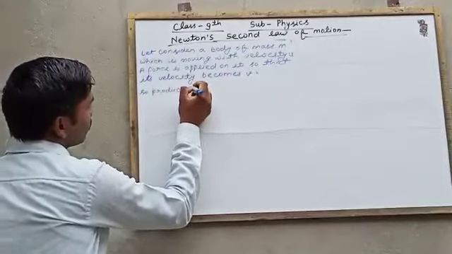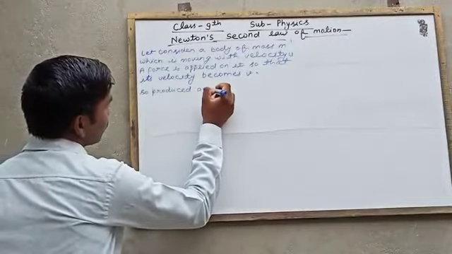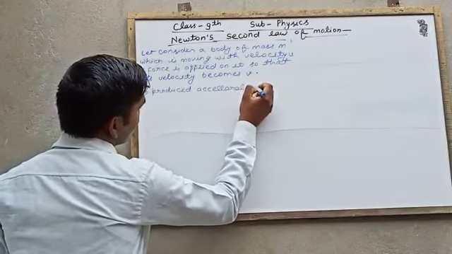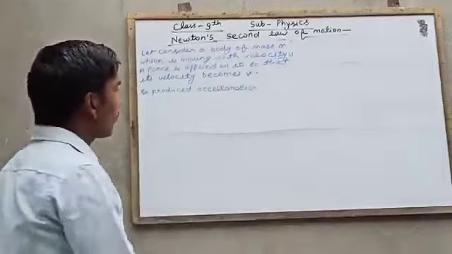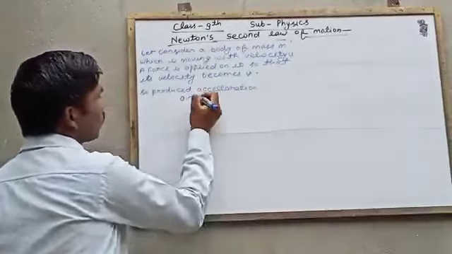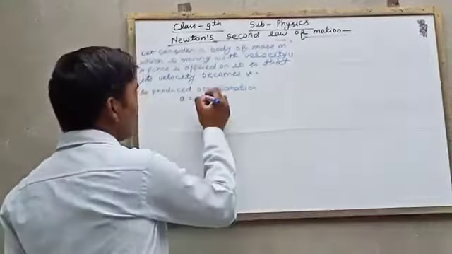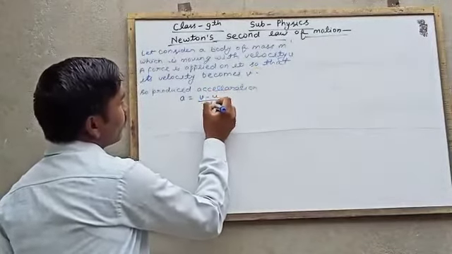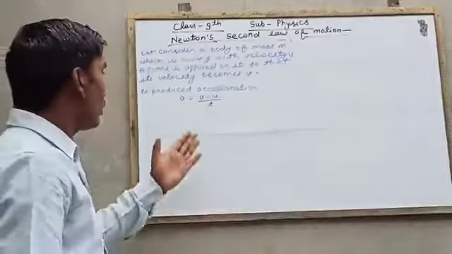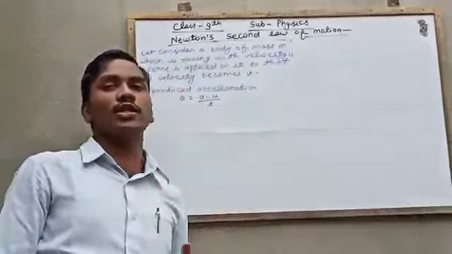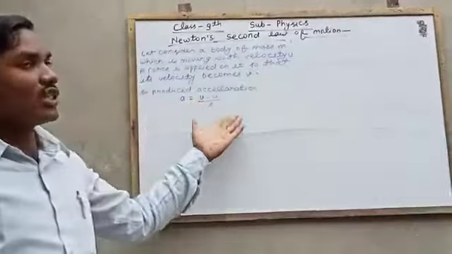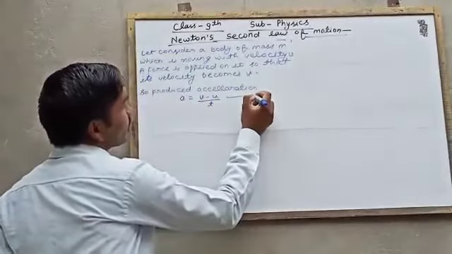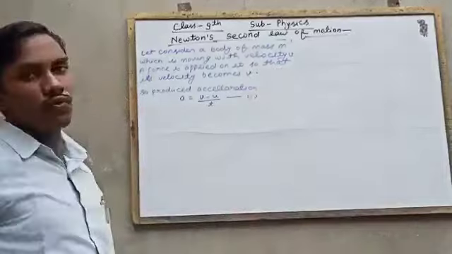So the produced acceleration a is equal to v minus u upon t. Hence, the produced acceleration is equal to the change in velocity upon time. So a is equal to v minus u upon t. Equation number 1.